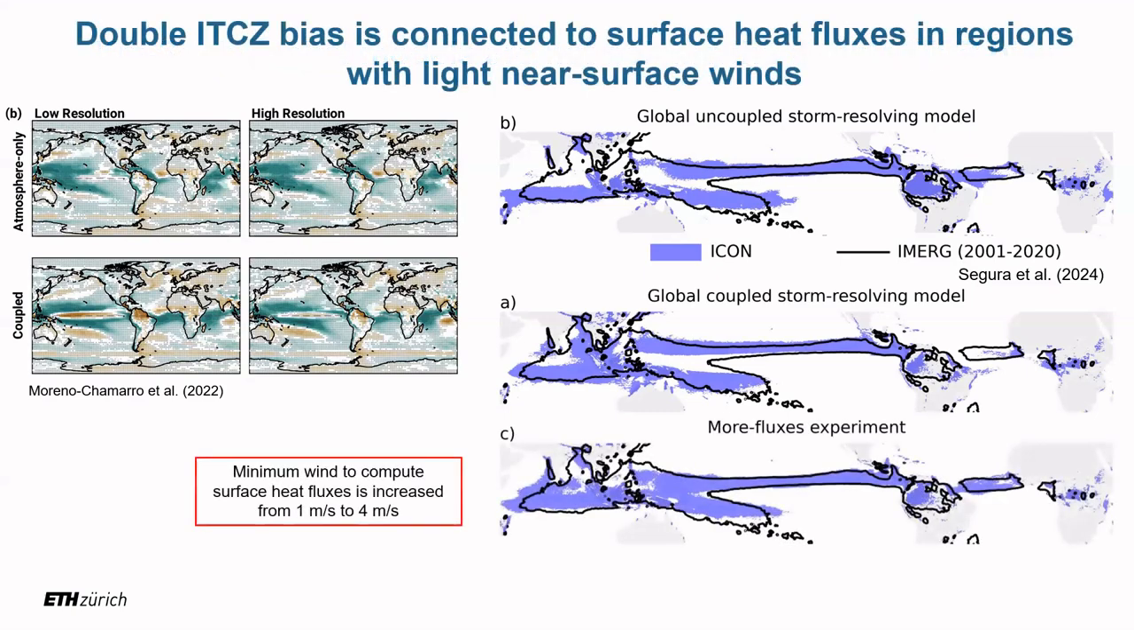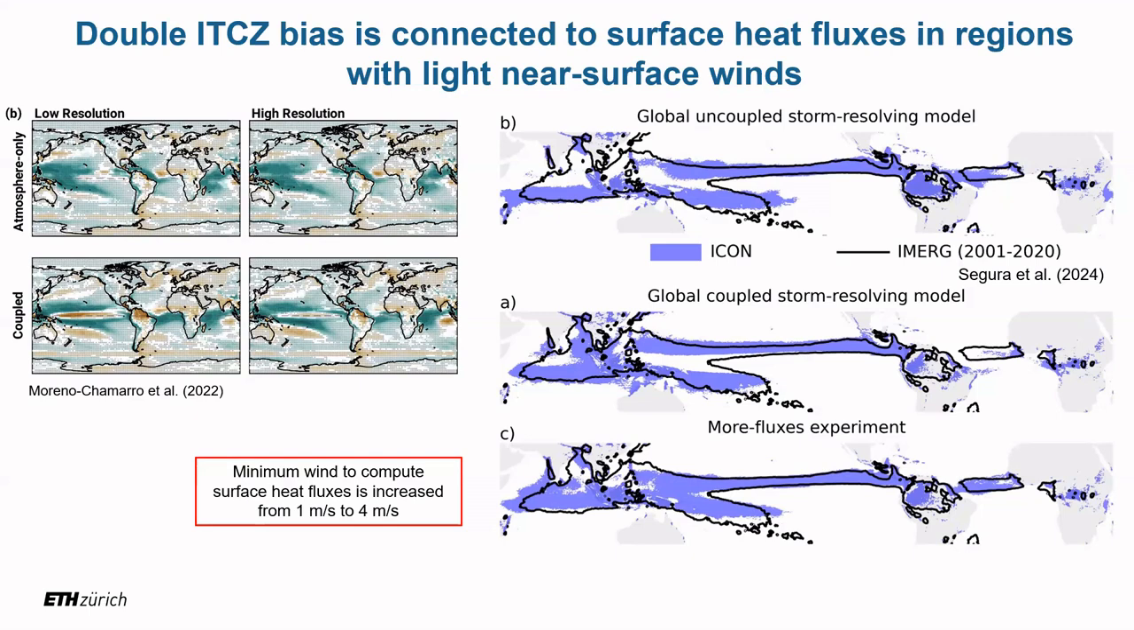And this study shows that changing heat fluxes in the ocean is, in ICON at least, a very important process. So what they did here is there's a minimum wind speed when you calculate heat fluxes in the heat flux calculation, which is set to 1 meter per second by default. And they increased this to 4 meters per second, and suddenly this double ITCZ set was gone, and you had a much better representation of tropical precipitation.